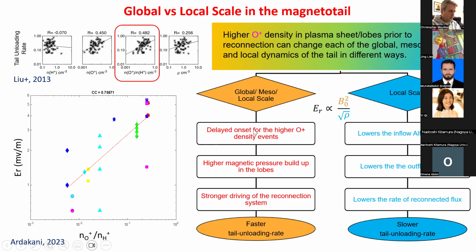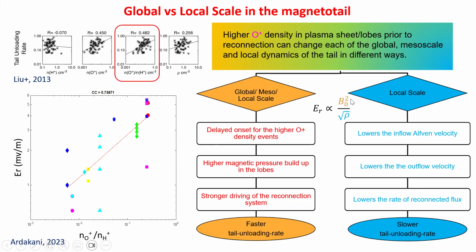And the argument goes something like this. Because you need more magnetic pressure in the lobes to get to onset, that increases the numerator of your reconnection rate much more than you're increasing the denominator by increasing the mass density in the tail. And so the more oxygen you have in the tail, the faster your reconnection rate, and that's just illustrated here. So this is reconnection rate as a function of the oxygen to hydrogen ratio.